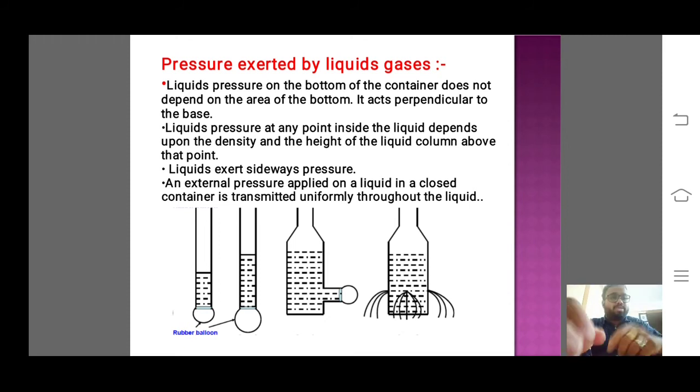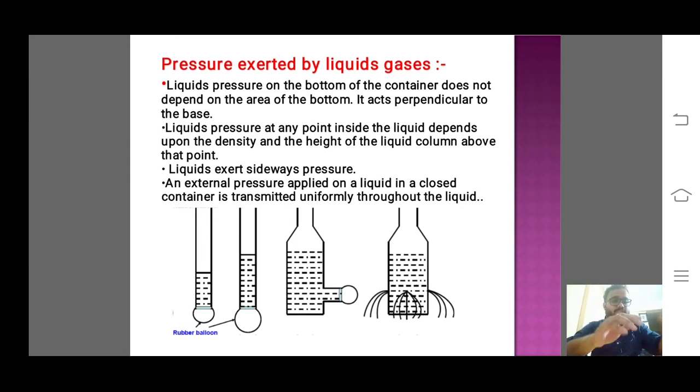So the liquid's pressure at any point inside the liquid depends on the density. If the density is more, then the liquid will exert more pressure. And if the height is more, it will exert more pressure below. So the more the height, the more the pressure exerted; the less the height, the less the pressure exerted. So it doesn't depend on the shape, it depends on the height and the density.